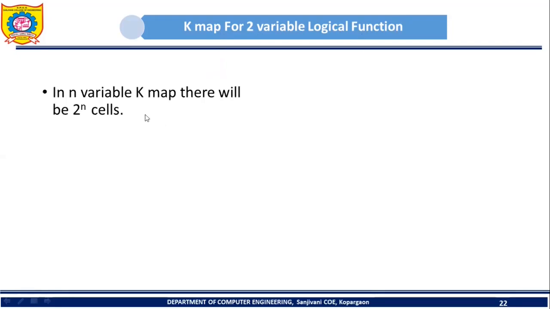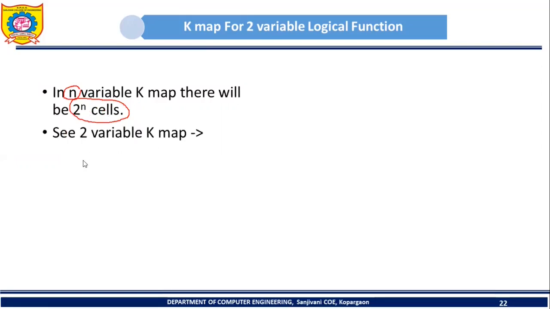Here I am making one general statement. In an n variable K-map, there will be 2 raised to n cells. So if we have an n variable K-map, then that K-map will contain how many cells? 2 raised to n cells. We are going to see the format of K-map. Every K-map will have some cells. In Excel you are familiar with cells, so the same type of cell we have in K-map.